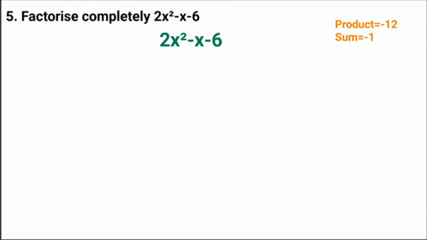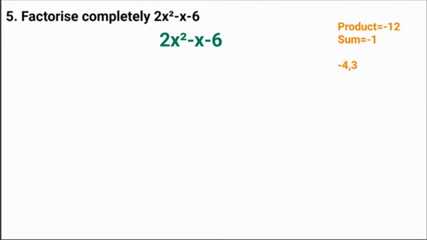Okay? So when we think of numbers that we can multiply to get 12, which are the factors of 12, and they should also give us the answer, which is negative 1, those numbers are negative 4 and 3. When you multiply negative 4 by 3, it will give you negative 12. And when you add negative 4 to 3, it will give you negative 1. Okay? So that's how we're going to expand negative x.